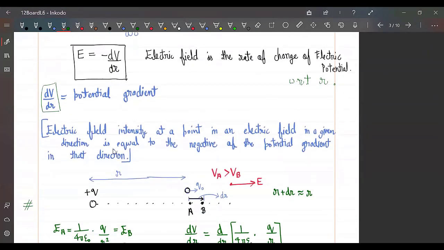So we can define electric field intensity at a point in an electric field in a given direction as equal to the negative of the potential gradient in that direction. So we have to differentiate potential with respect to r and put a negative sign. That's why the electric field is equal to the negative of the potential gradient in that direction.